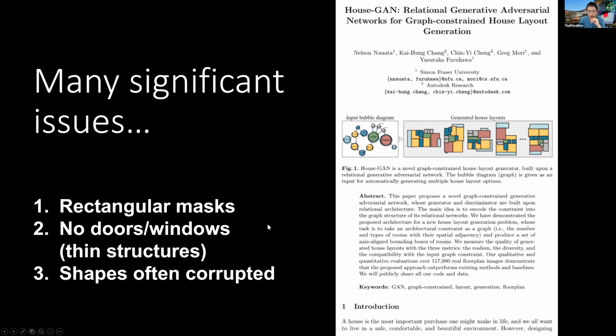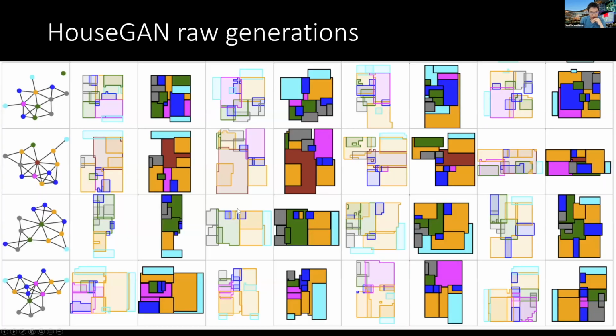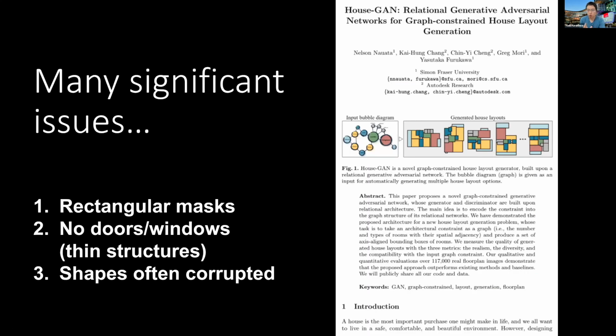And also the room shapes, if you see here, don't make sense. Doesn't look like a room shape here. So there are many, many issues. We do some post-processing to kind of cheat to produce good-looking results, but the network itself was not really working.